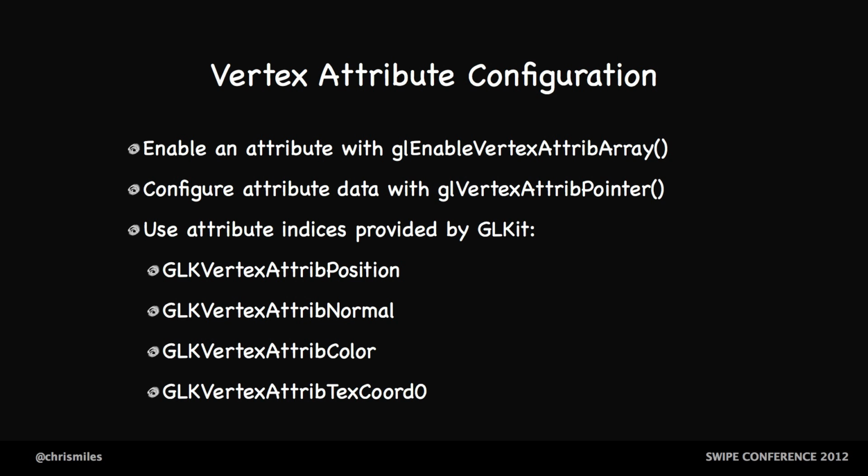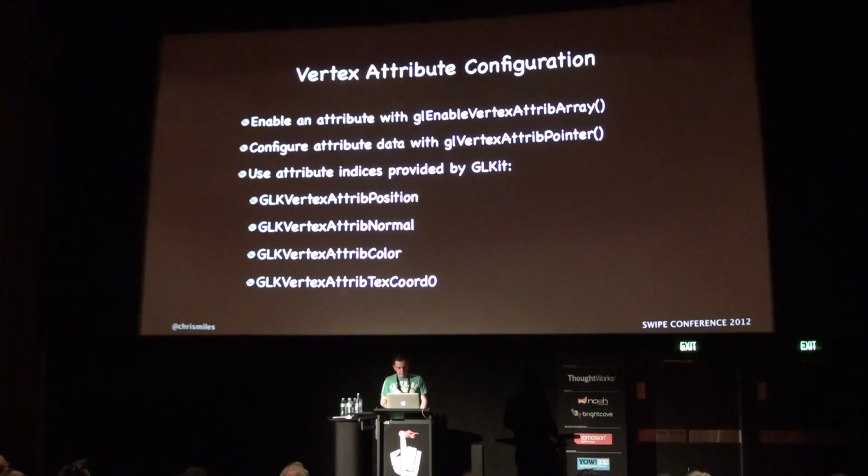Then the last thing we did was enable and configure any attribute data that we were giving OpenGL as part of that vertex data. One thing to note when we're using GLKit is the attribute indices. So the first argument is we should use the constants provided by GLKit. So we use GLKVertexAttribPosition, and GLKit provides attribute indices for normal, color, and texture coordinates.